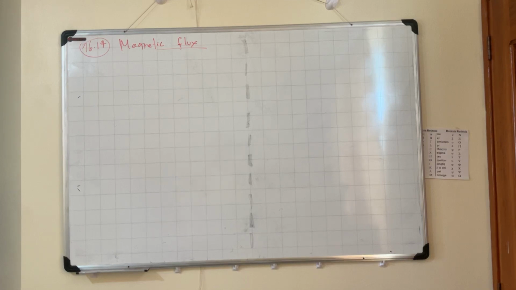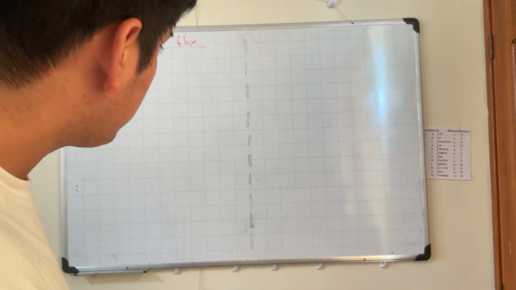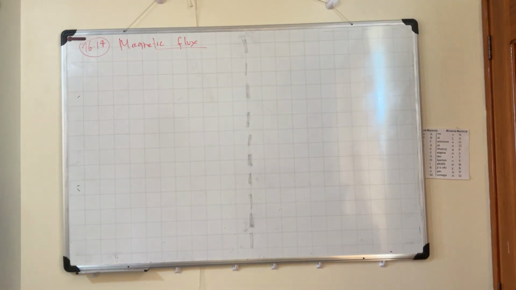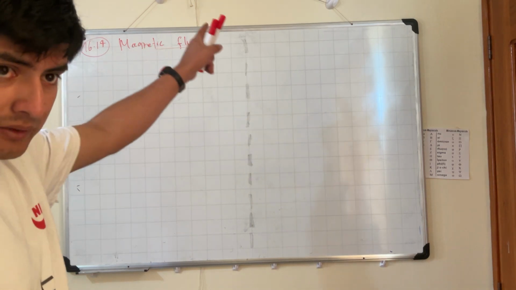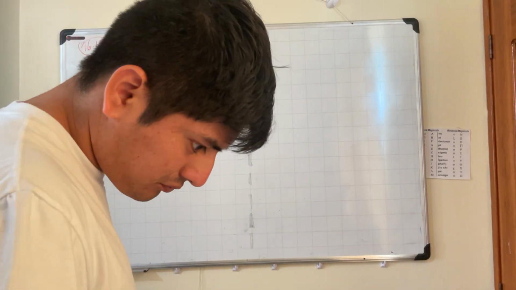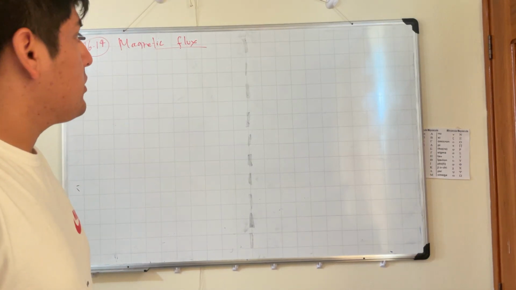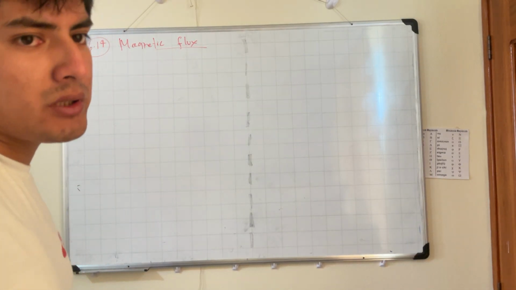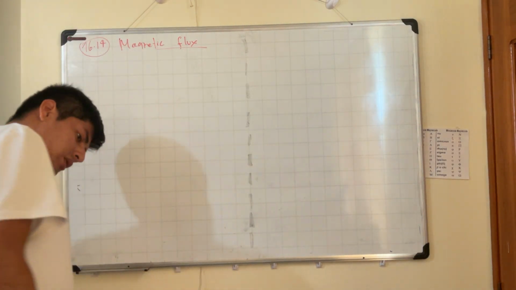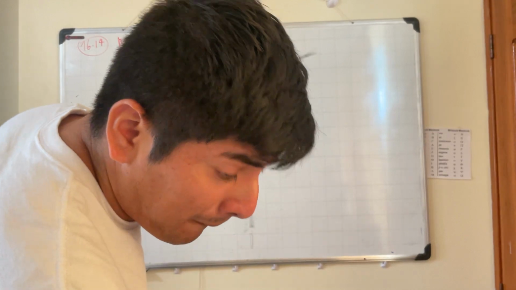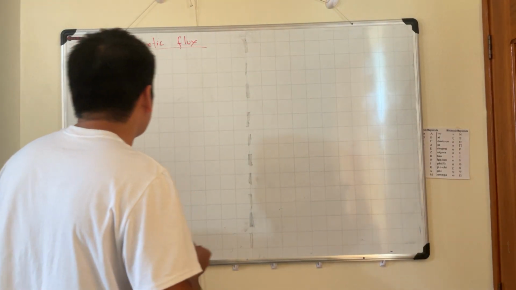So let's go. So now we're going to deal with magnetic flux. So first, the magnetic flux across an open or a closed surface.